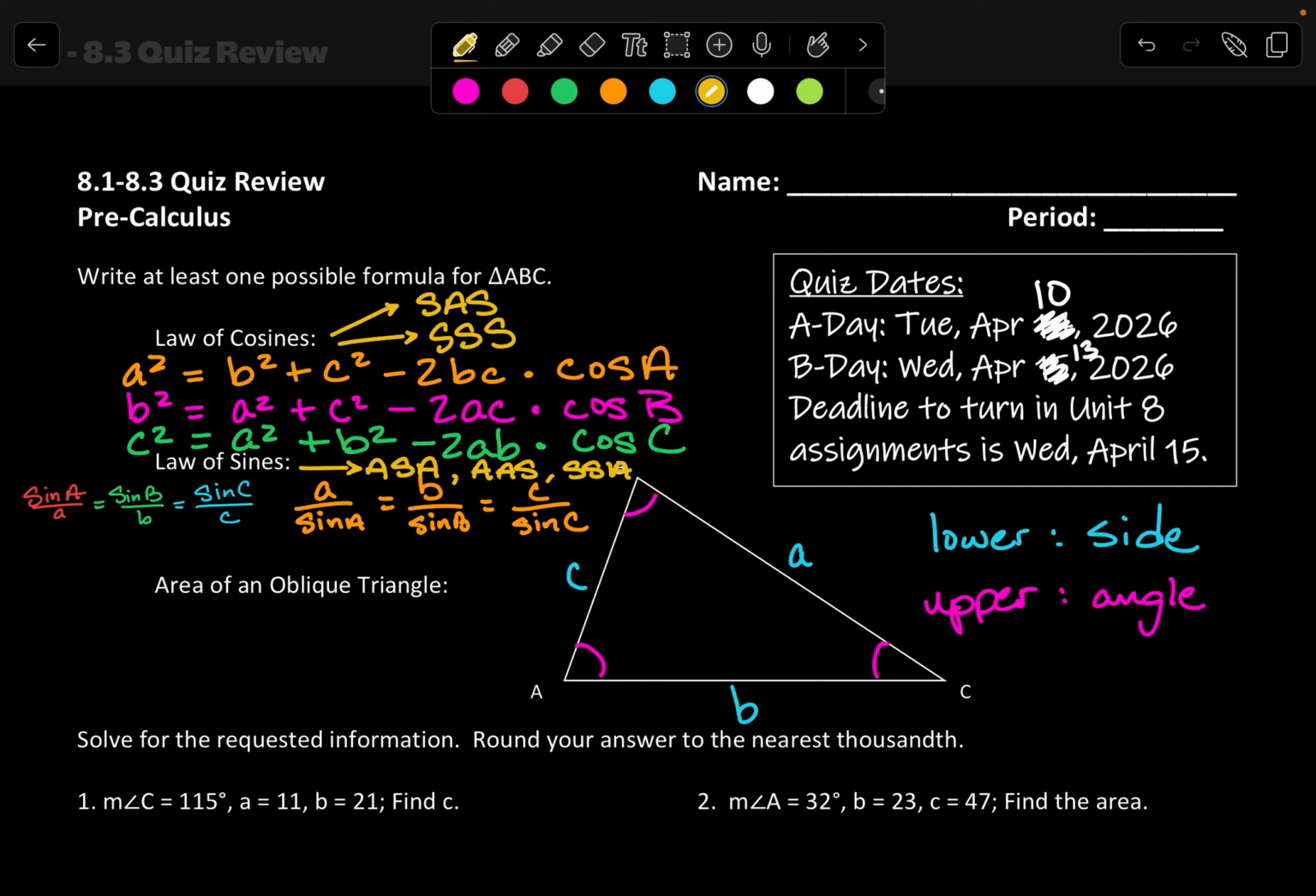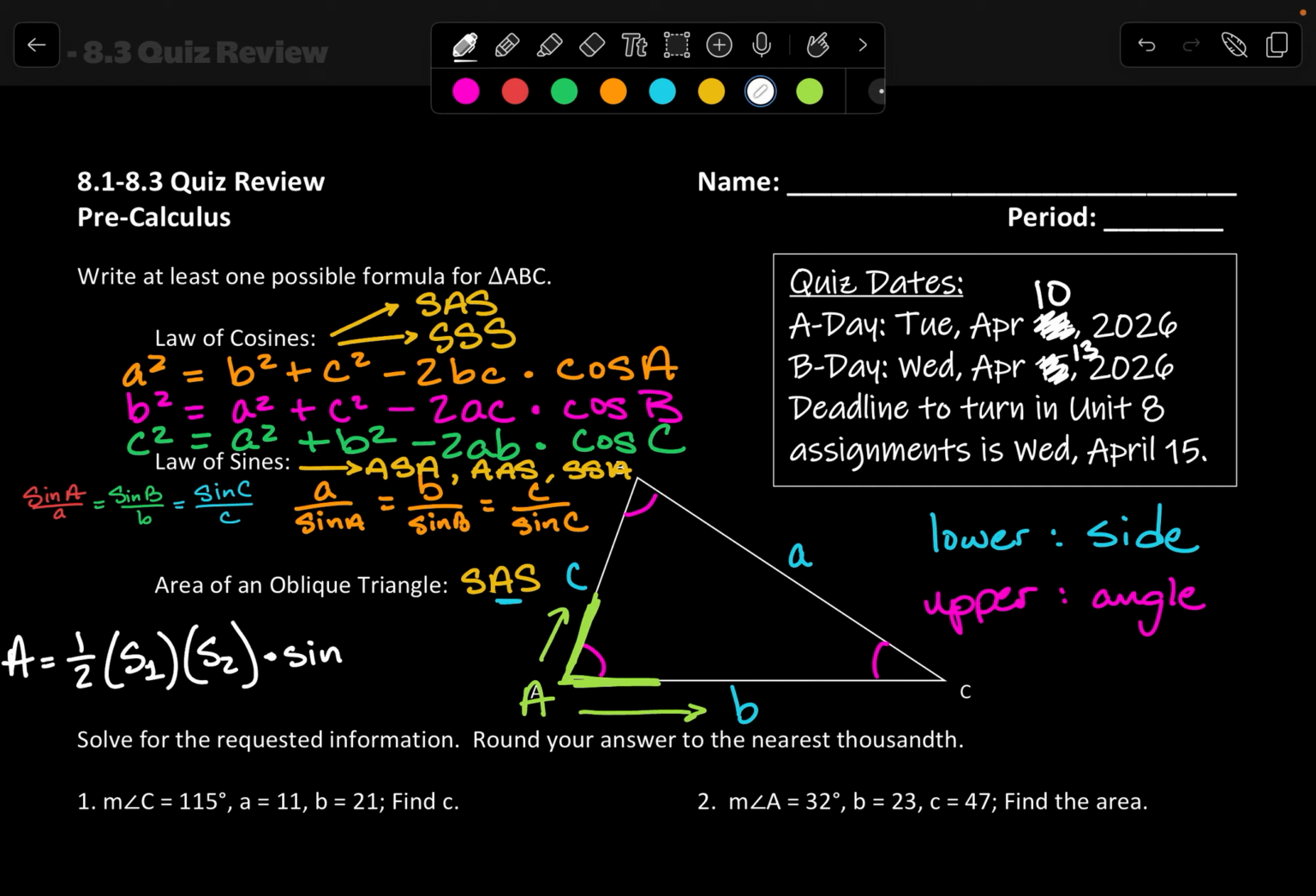Now, lastly, area of the oblique triangle. To find the area, you have to have a side, angle, side triangle because you have to have that included angle. So remember, that would look something like if you had the corner right here, you knew this vertex or this angle A, and you also had these two sides. And the equation for this is going to be that area equals 1/2 side 1 times side 2 times the sine of the included angle. That means the angle in the middle, in between the two sides you have.